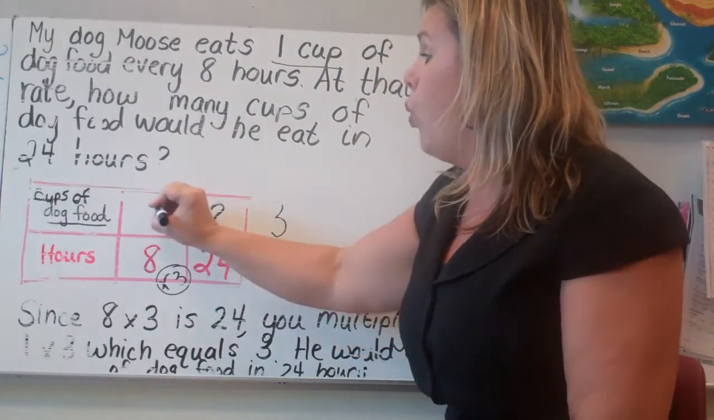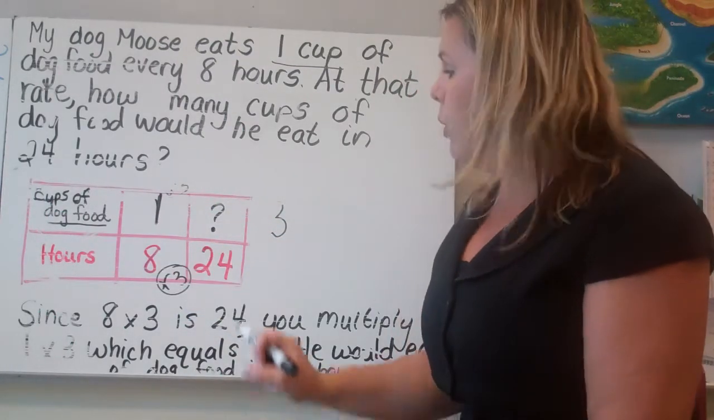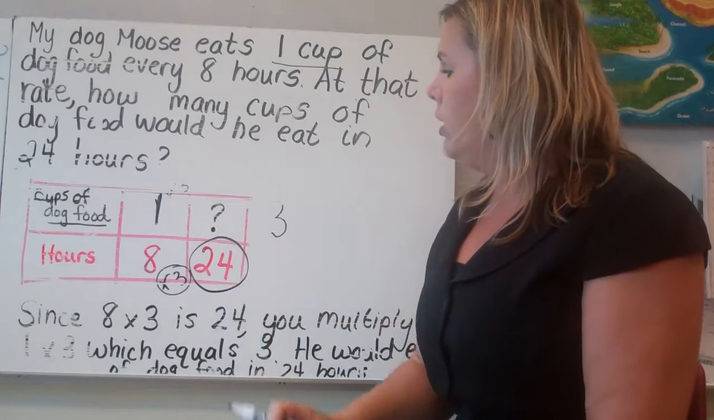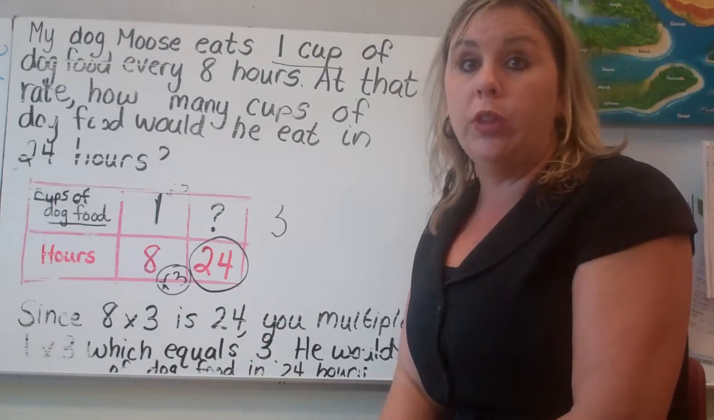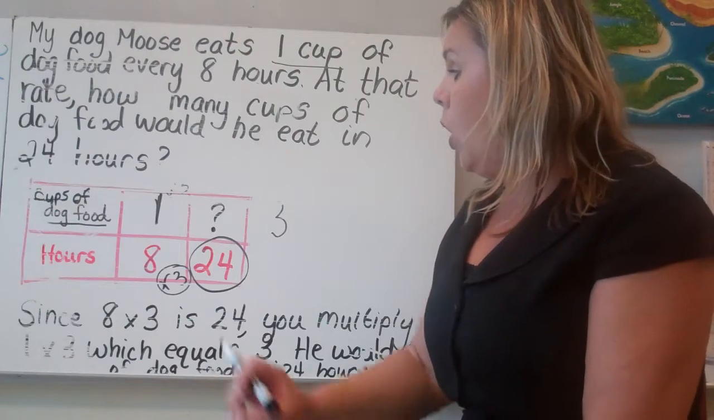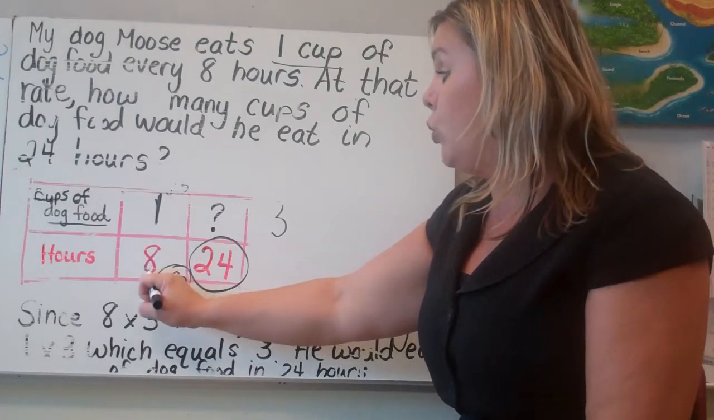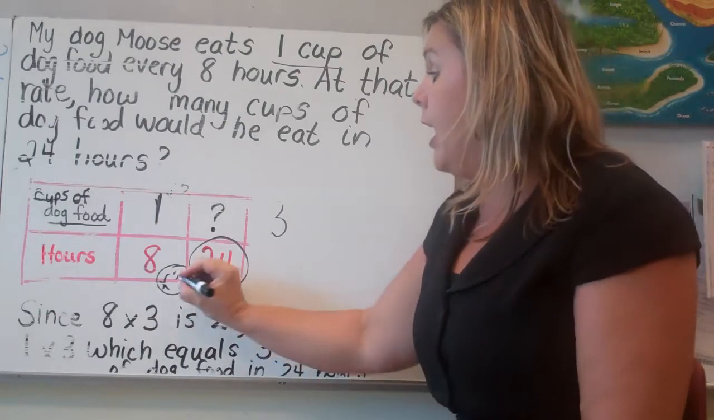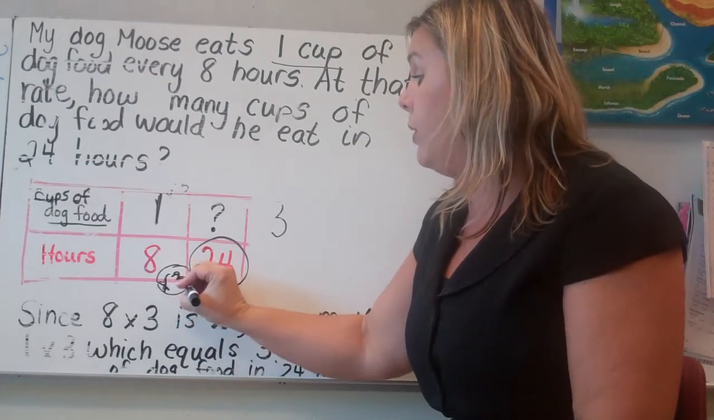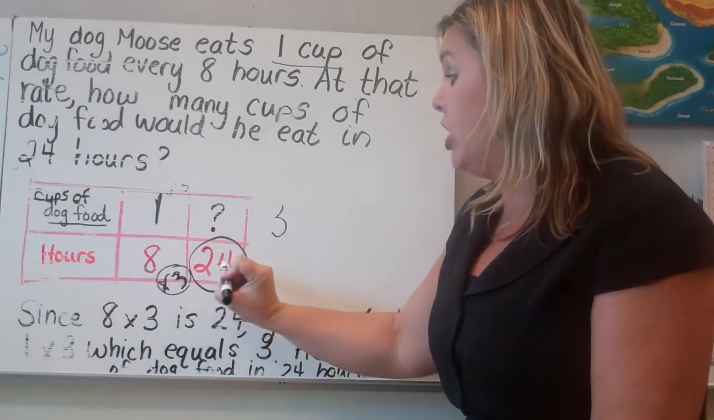And so he ate 1 cup of dog food in 8 hours. But we're trying to find out how many cups of dog food he would eat in 24 hours. Well, what you would do is you would look at the relationship between 8 and 24. And I know that 8 times 3 is 24. So you multiply 8 times 3 to get 24.